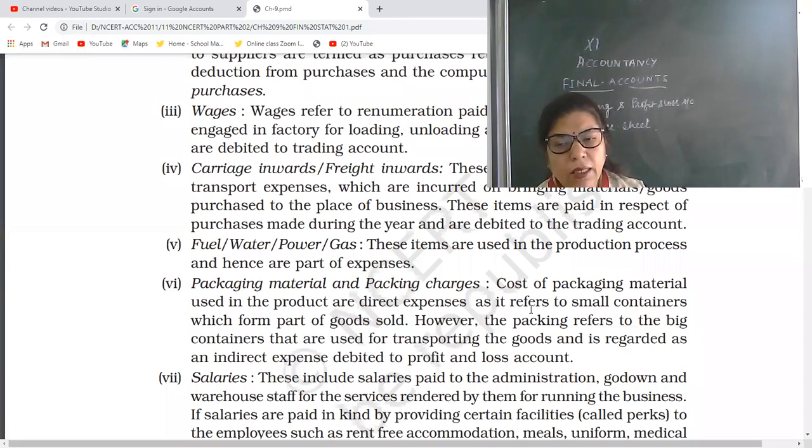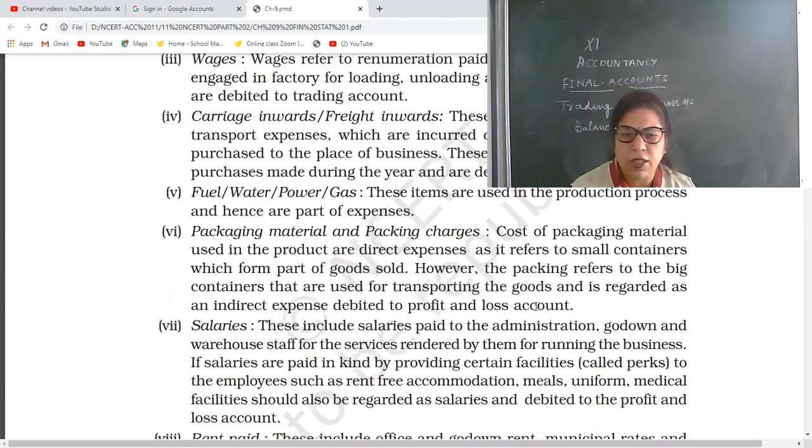But the packing that refers to selling expenses, because it refers to big containers or to the transportation, then it will be indirect expenses and debited to profit and loss account. Okay. Now salaries. Just now we discussed salaries.